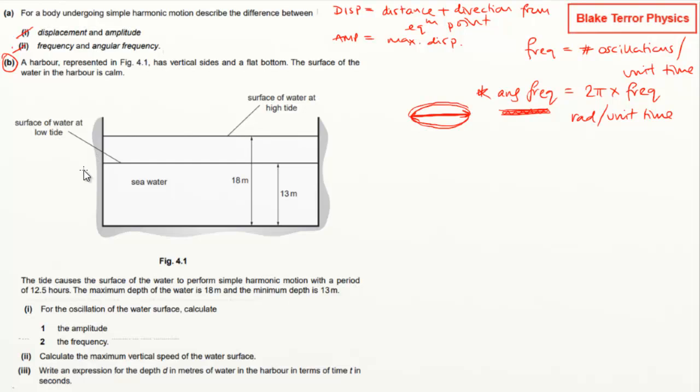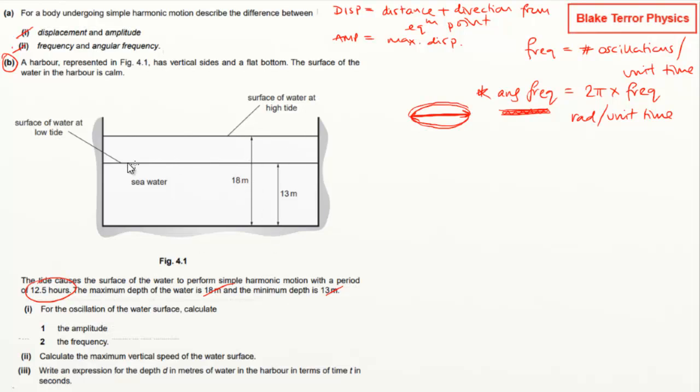Right, so a harbour represented in figure 4.1 has vertical sides and a flat bottom. The surface of the water in the harbour is calm. Okay, they've given us some depths here. The tide causes the surface of the water to perform simple harmonic motion with a period of 12.5 hours. And then they've given us these 2 depths that are on the picture. So for the oscillation of the water surface, calculate the amplitude.